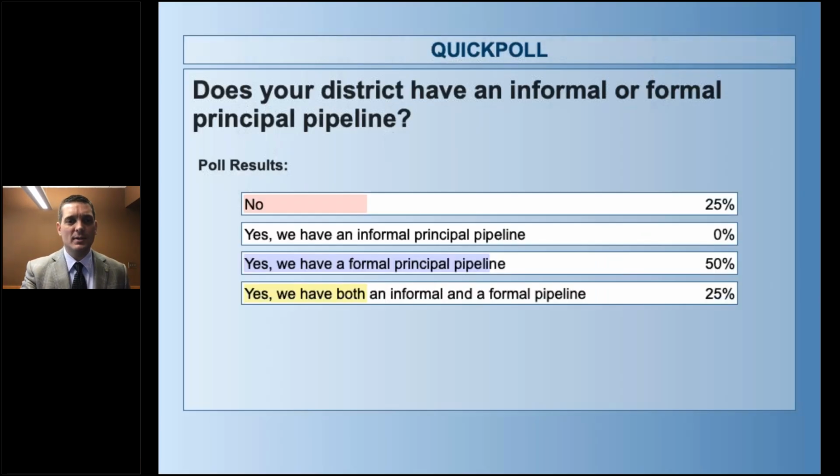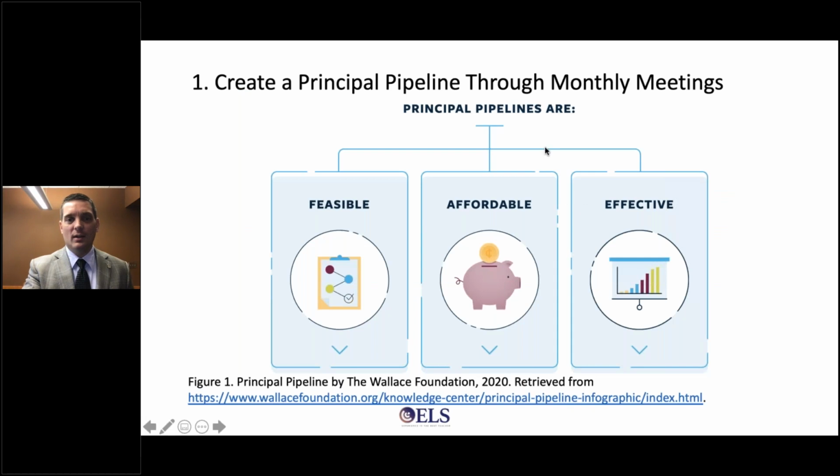So sharing the results. All right, we have no, a fourth of you. Yes, we have a formal pipeline, half of you, and yes, we have both informal and formal. So 75% of this group has some type of aspiring administrator or principal pipeline group, and the other one doesn't, which is great. So I am going to go back and let's talk about this.